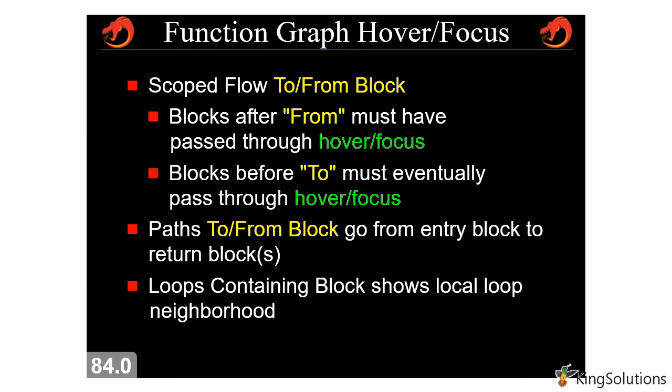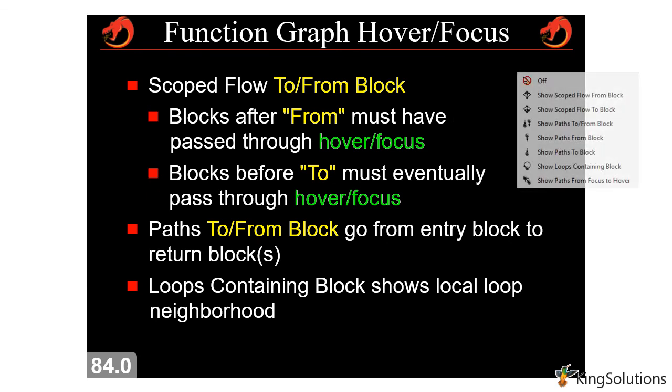Function graph. Hover and focus. Scope flow to and from a block. Blocks after, from, must have passed through a hover or focus. Blocks before, to, must eventually pass through a hover or focus. Paths to and from a block go from entry block to return blocks. Loops containing a block, show the local loop neighborhood.